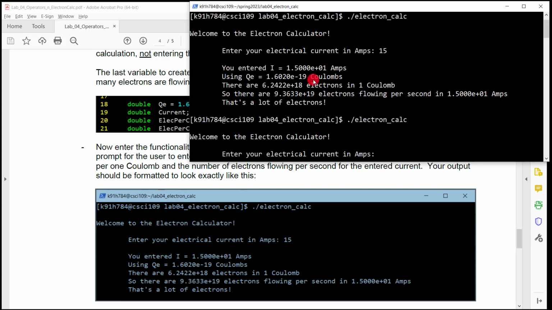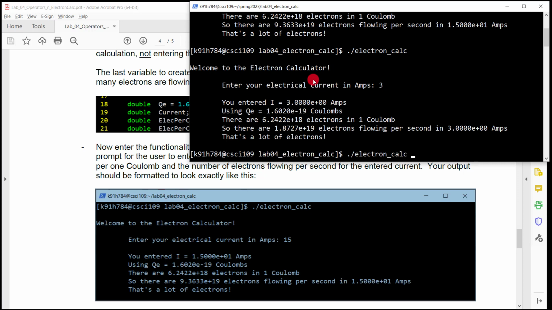And I can do this for any amount, right? 3 amps, 1 amp, and life is good. You can always check if your program's running by entering 1 amp, and that should give you, there are 6.2422 e to the plus 18 electrons per 1 coulomb. There are the same number of electrons flowing per second in 1 amp. So that's a kind of a check.